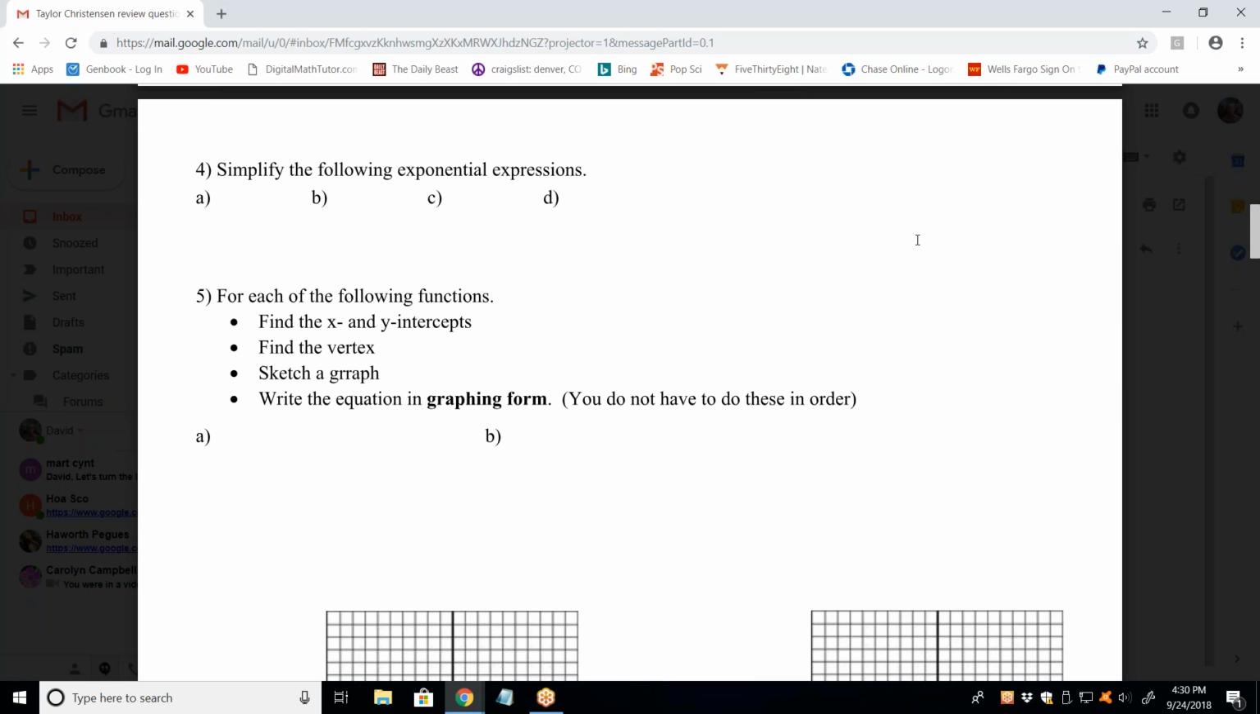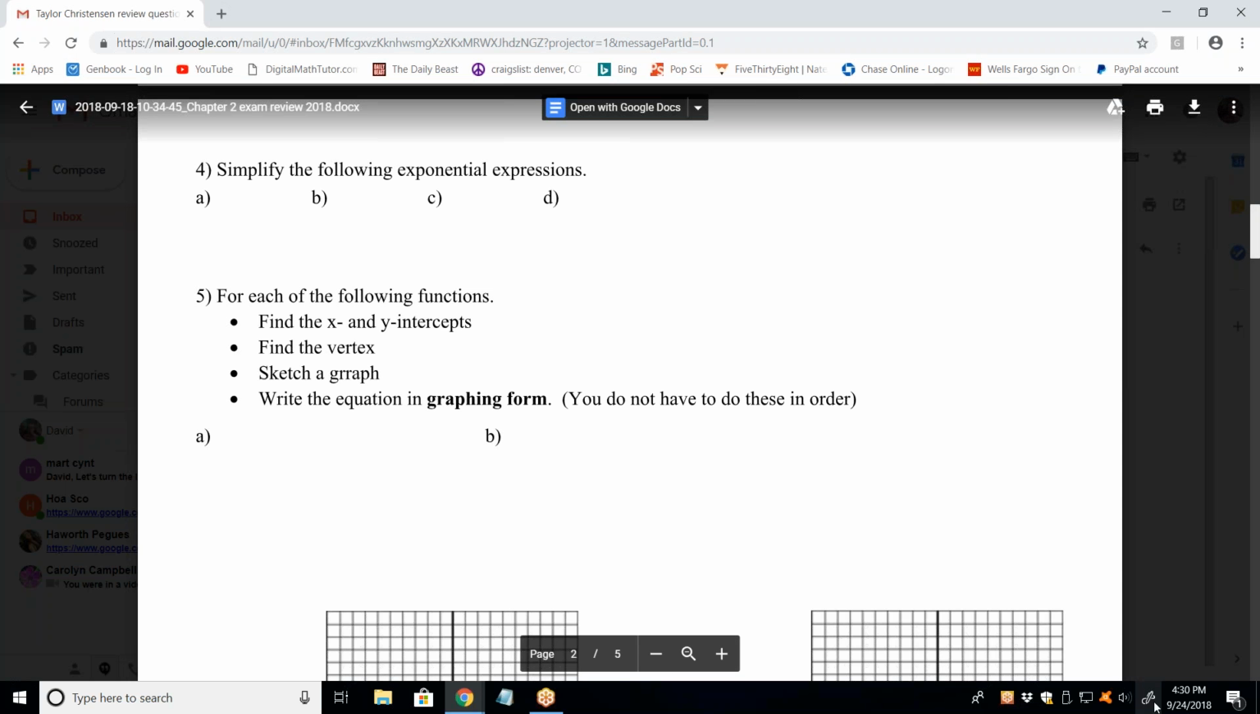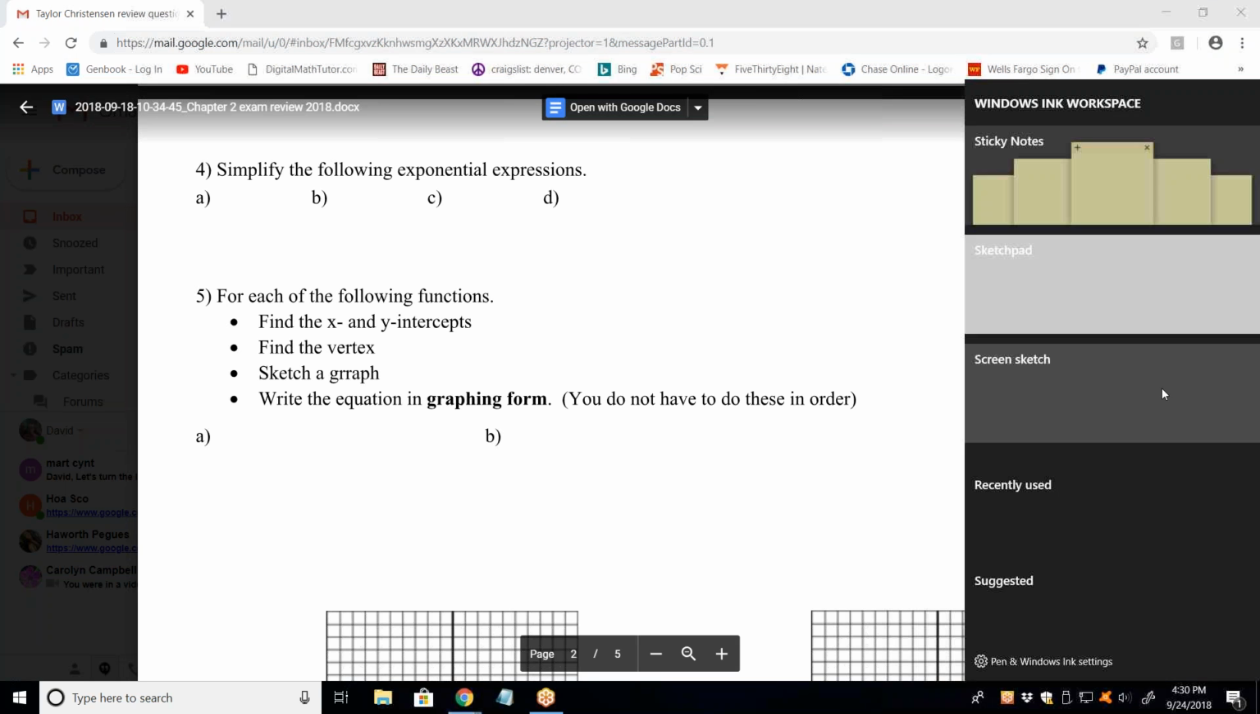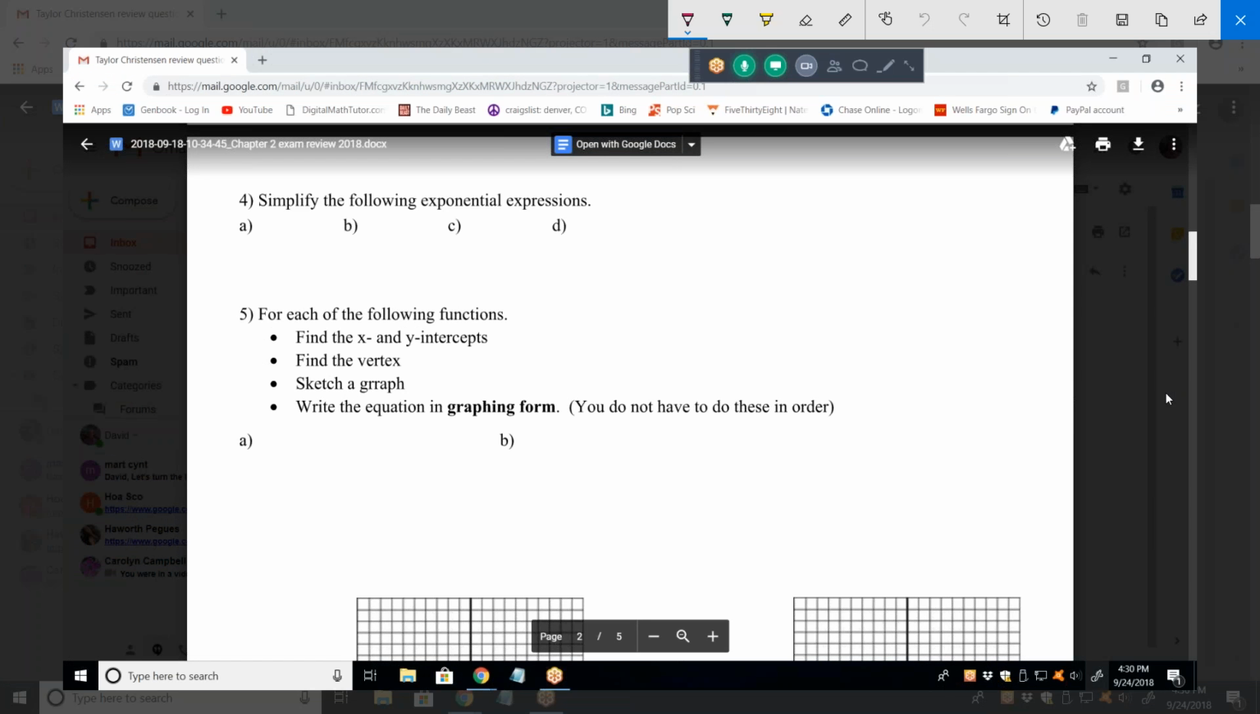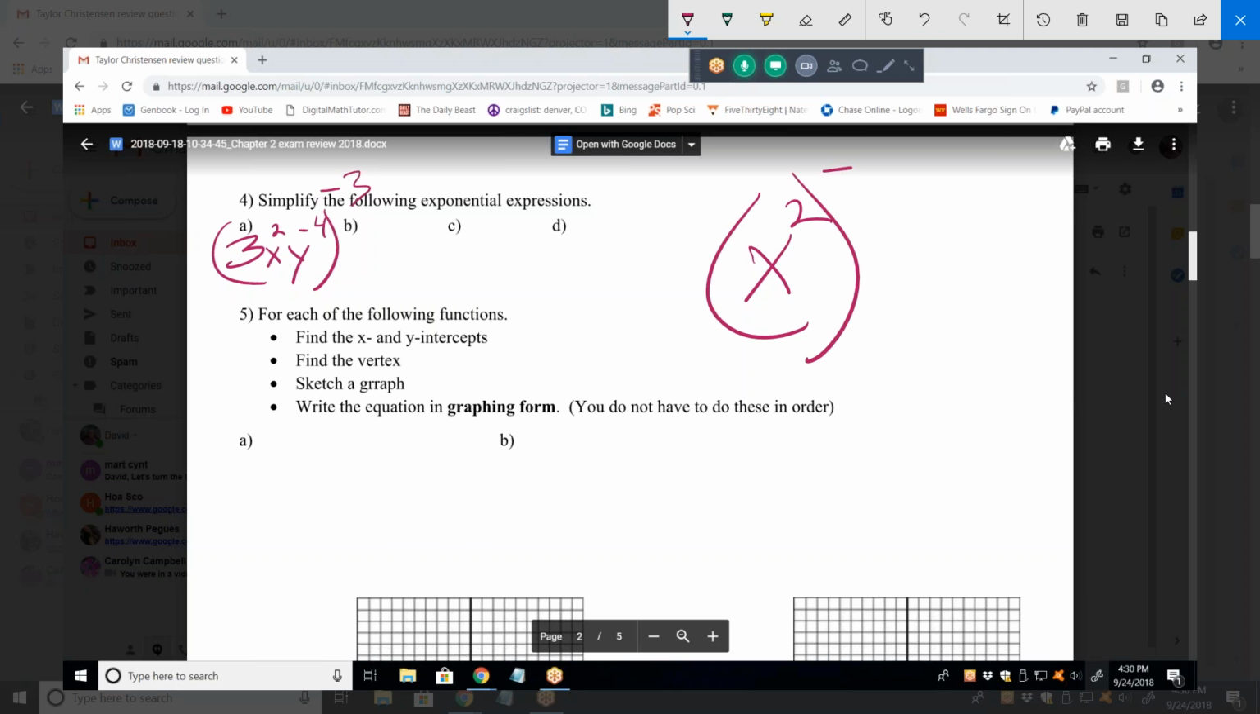Okay. So it's the first question for A. It's open parentheses, 3x squared, and then y to the negative fourth, and then closed parentheses, and then to the power of negative 3. Like that? Yes. Okay. What is this equal to? Hold on. I'm not done. What is that equal to?